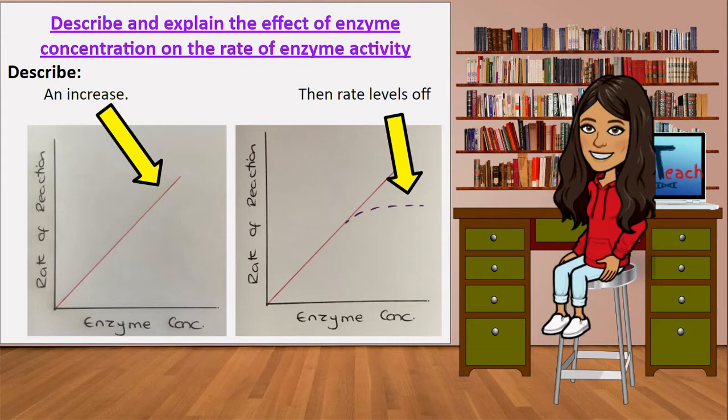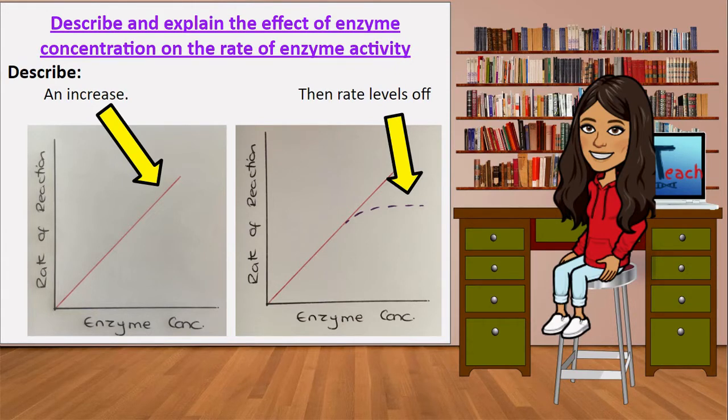This example question here shows you how we can approach graph reading and describe and explain type questions for enzymes. So the question here reads, describe and explain the effect of enzyme concentration on the rate of enzyme activity. So what you've got here is two graphs, both of which show you enzyme concentration on the x-axis and the rate of reaction on the y-axis. The first one on the left shows you the increase in the rate of reaction as enzyme concentration increases. And so that's the first part of the describe question that you need to state.